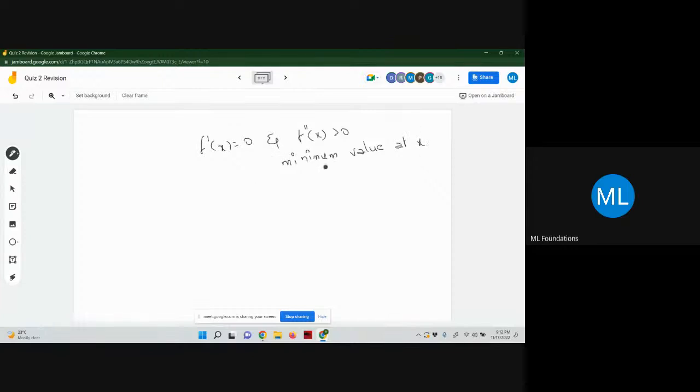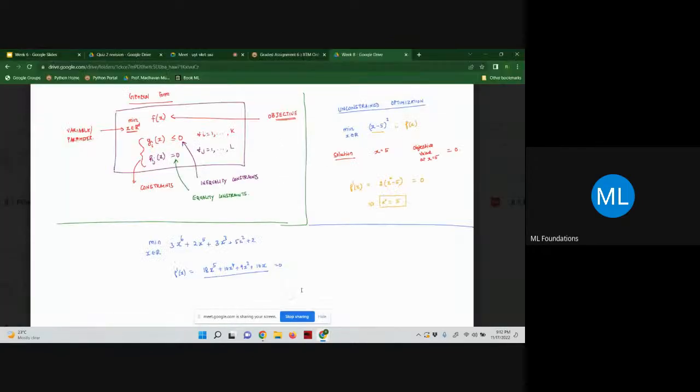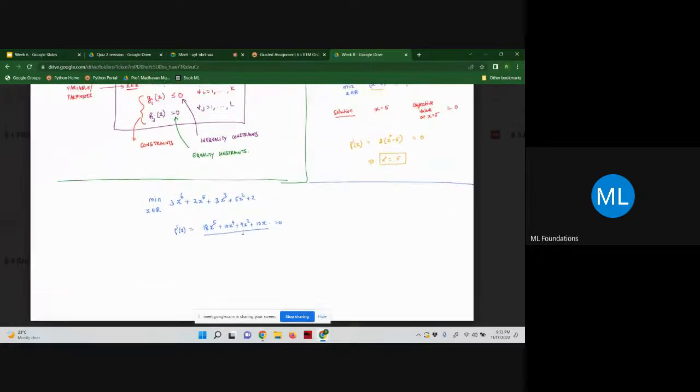Keep in mind, this minimum value may not be the global minimum value. It could be a local minimum value. To get the global minimum value, f dash of x equals zero won't give you a single solution. In this particular case it's a fifth order, so you'll be getting five roots. If you substitute these five roots into the objective function, whichever has the least value is the global minimum. That's an easy way to check it. So that's one way: whichever one has the least minima is called the global minima.